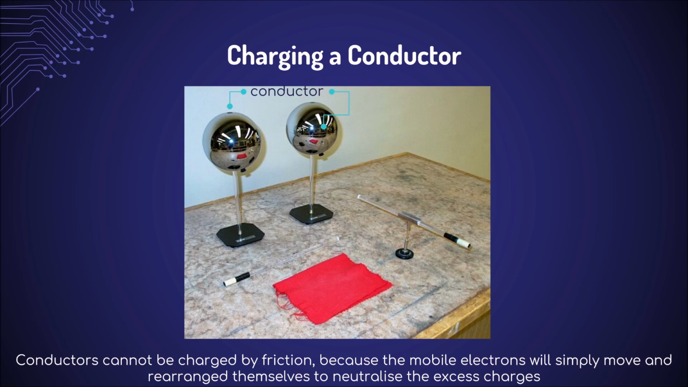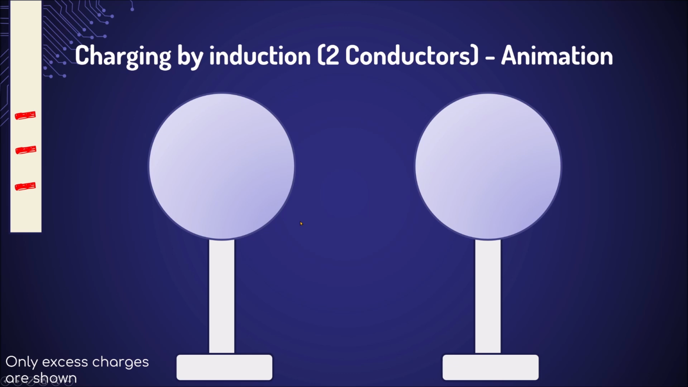Now conductors cannot be charged in this way, which we call charging by friction, because the mobile electrons simply move and rearrange themselves to neutralize the excess charges. So in order to charge a conductor, we will have to use this process known as charging by induction.